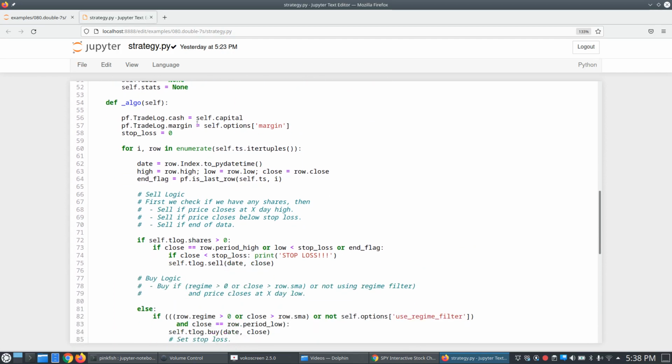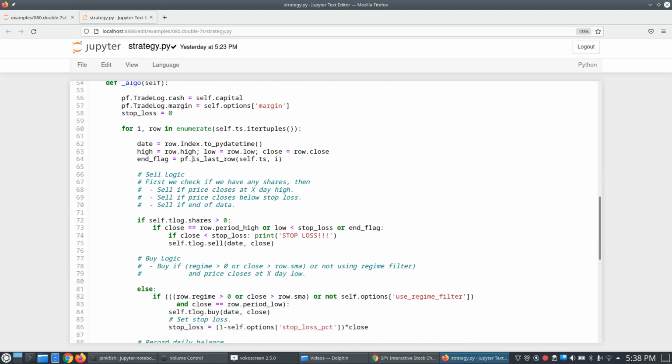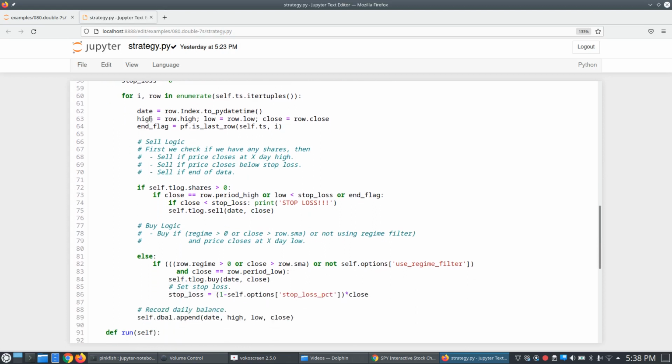We set the trade cash and margin. Then we set the stop loss as a dollar amount to 0. Then we loop through the time series. We get the date, and we get the high, low, and close. And those are just additional variables so that we don't have to say row.close down in this code. We can just say close. And then we set the end flag.